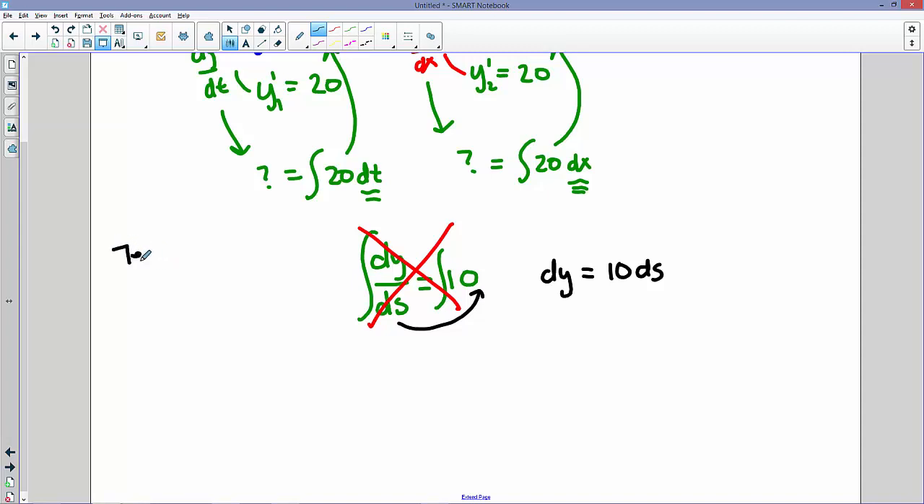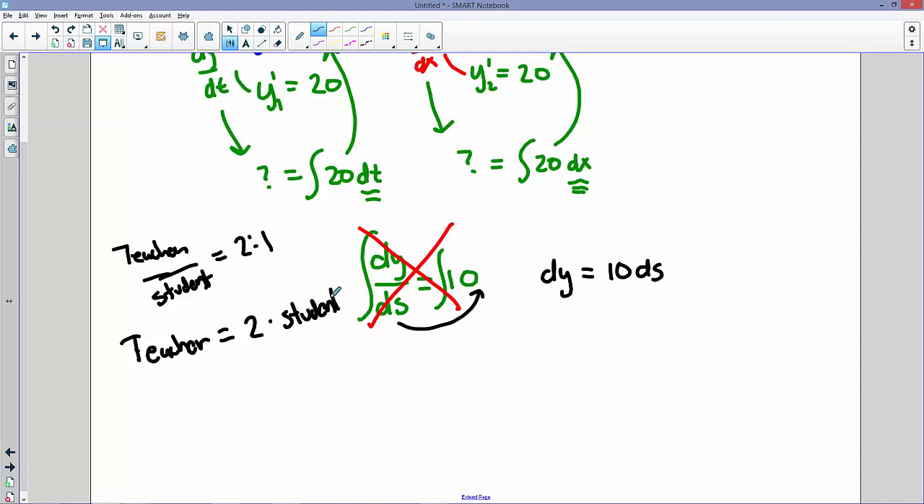you know, the teacher to the student is 2 to 1 in age, right? But you could say also that the teacher is twice or 2 times the student in age. See, means the same thing, right? So it's just a different way of writing a ratio. So that's what we're really doing here.